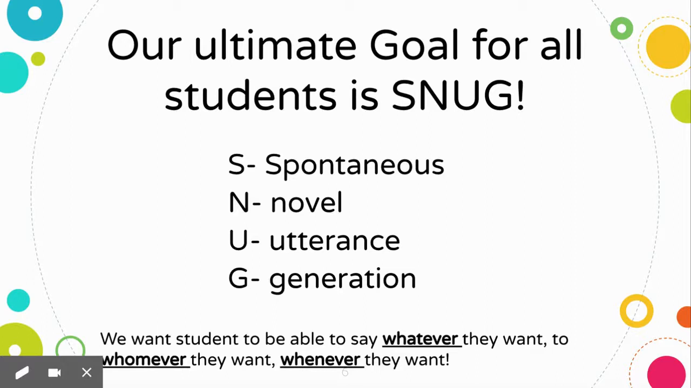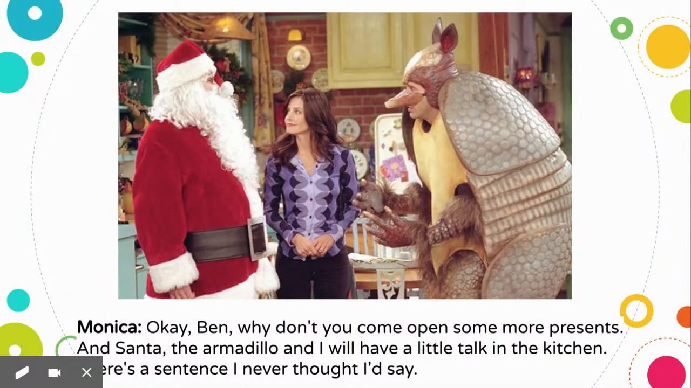Our ultimate goal for all students is SNUG, and that stands for Spontaneous Novel Utterance Generation, or in layman's terms, the ability for your child to say whatever they want to whomever they want, whenever they want. When we're talking about SNUG, I always think of this quote from Friends where Monica says, "Okay, Ben, why don't you come open some presents and Santa, the armadillo, and I will have a little chat in the kitchen." There's a sentence I never thought I'd say. We want our children to be able to say all kinds of things we never thought they'd say.